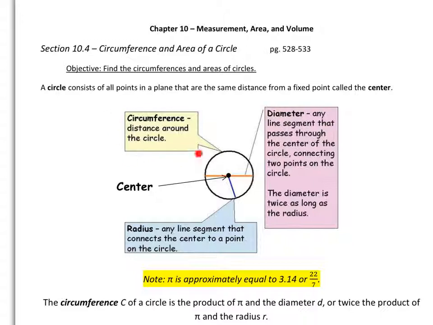Now when we talk about circumference, you can relate circumference to perimeter. The circumference is basically the perimeter of the circle. It's the distance around. If I wanted to fence in this circle, it would tell me how much fence I need. And the last thing down here in yellow, we use pi for a lot of our formulas.